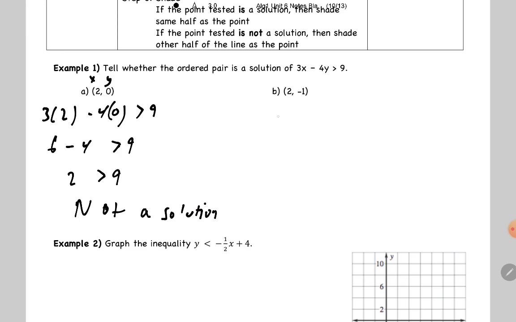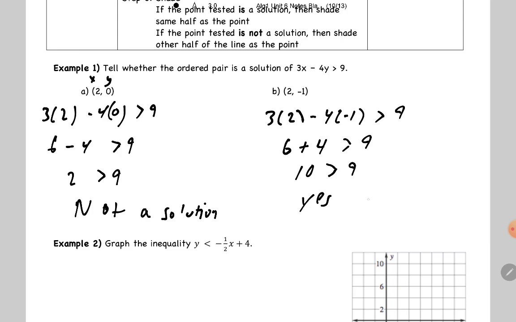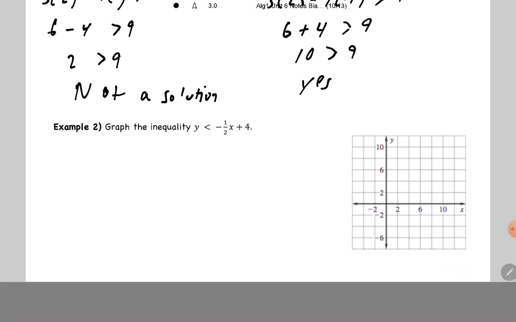Okay, so let's try 2 and negative 1. So 3 times 2 minus 4 times negative 1, is that greater than 9? 6, and negative 4 times negative 1 is a positive 4. So 10 is indeed greater than 9, so yes, it is a solution.